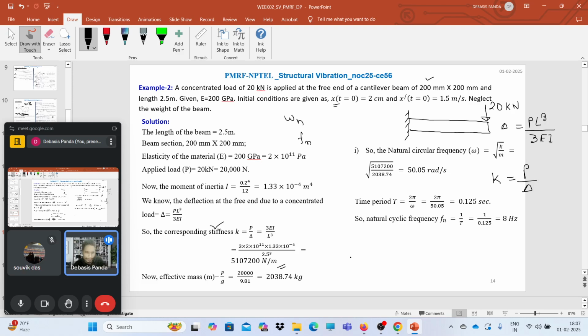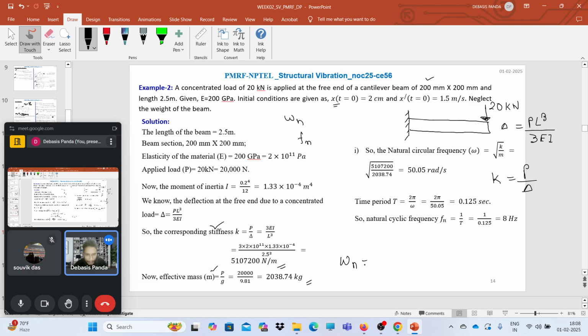Now, the effective mass. Here, the beam is considered massless, but a concentrated load, as a dead load, is continuously acting on it. It's a dead load, not a harmonic load. So we need to find out the effective mass due to that load. It's nothing but P by g. P is 20 kilonewton, meaning 20,000 Newton, divided by 9.81. So we will have 2038.74 kg as mass.